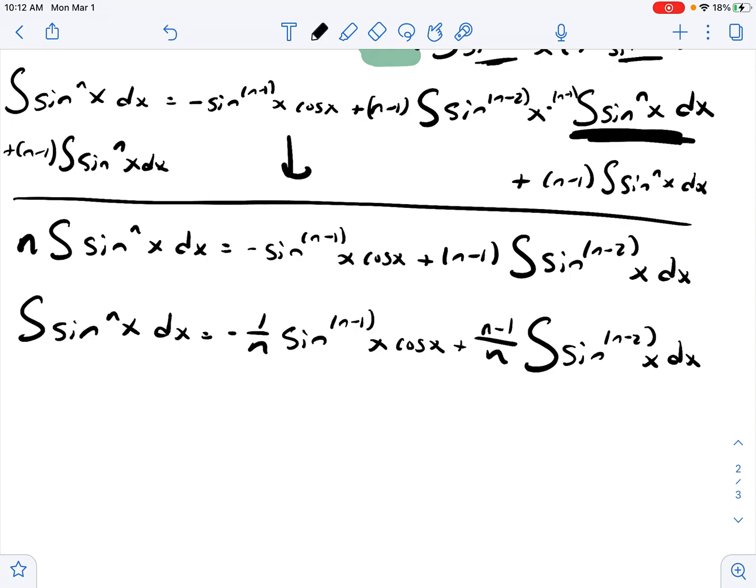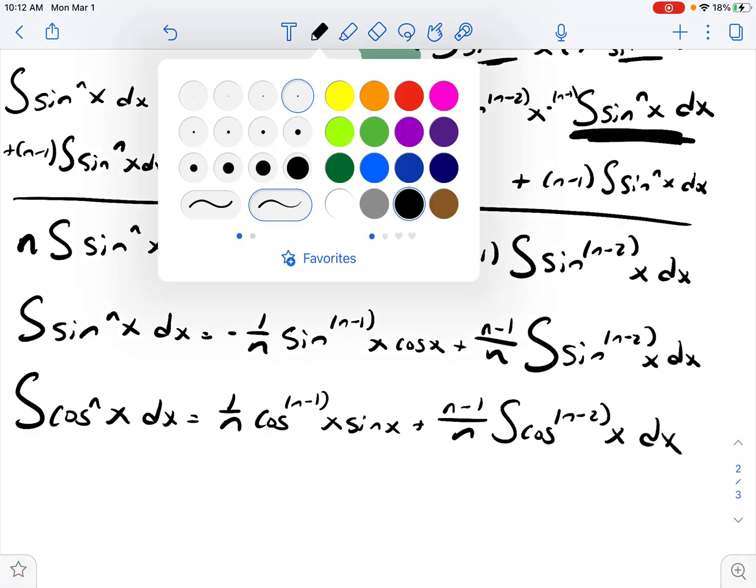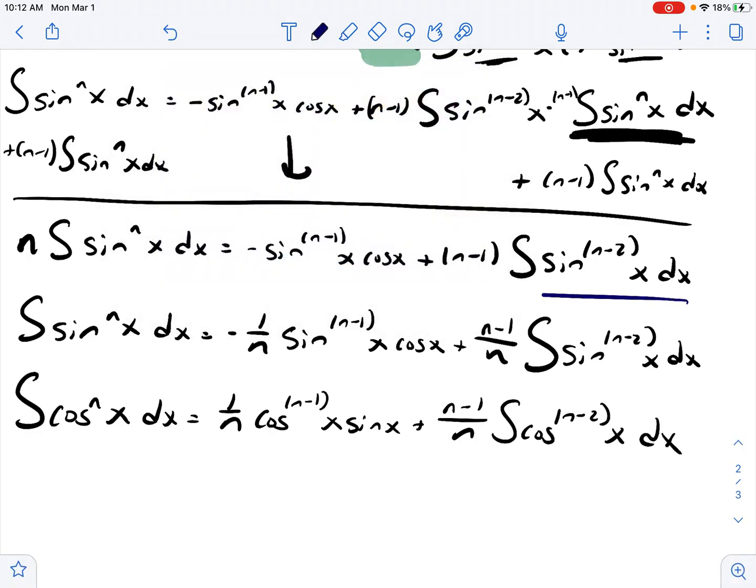Similarly, for cosine, it works pretty similarly. I won't go through the whole process. I'll just give it to you. It becomes the integral of cosine to the n of x dx equals positive 1 over n cosine to the n minus first power of x sine x, plus n minus 1 over n, the integral of cosine to the n minus second power of x dx. These, like I said, are your reduction formulas.